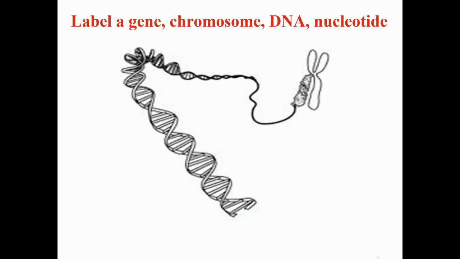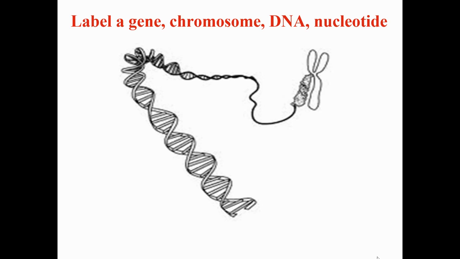So if you saw this picture and you were supposed to label a gene, a chromosome, DNA, and a nucleotide, it's like levels of organization, if you remember that from way back when we did that in the intro to biology. If you don't remember, a little refresher would be you're going from atom to molecule to eventual organism to biosphere. So you're building on complexity.